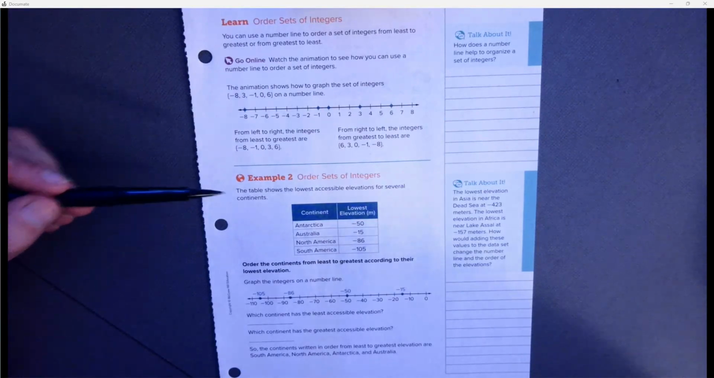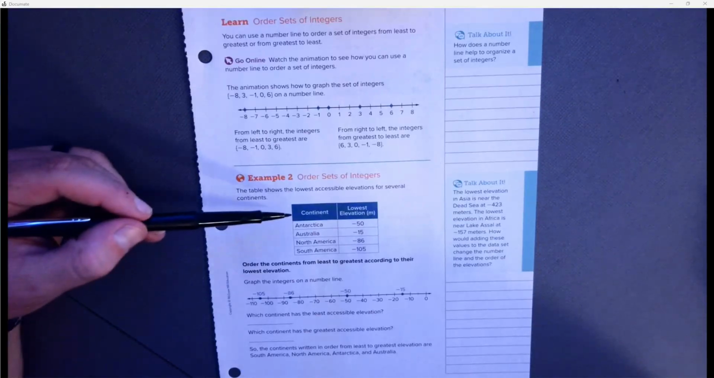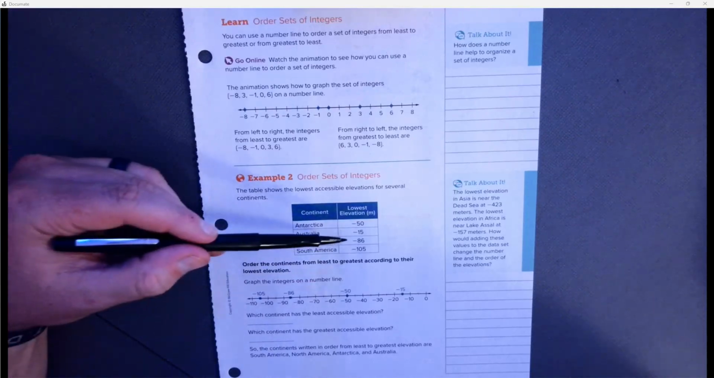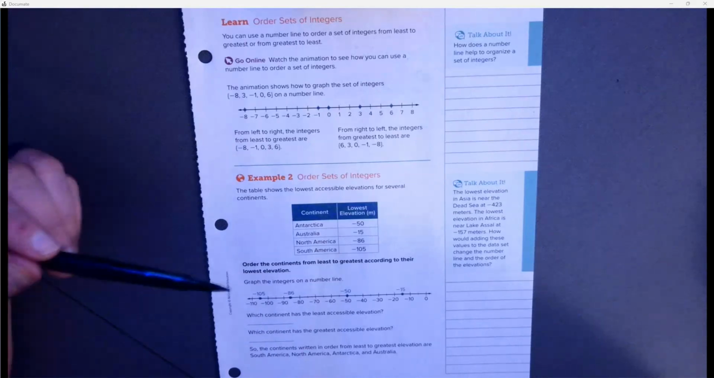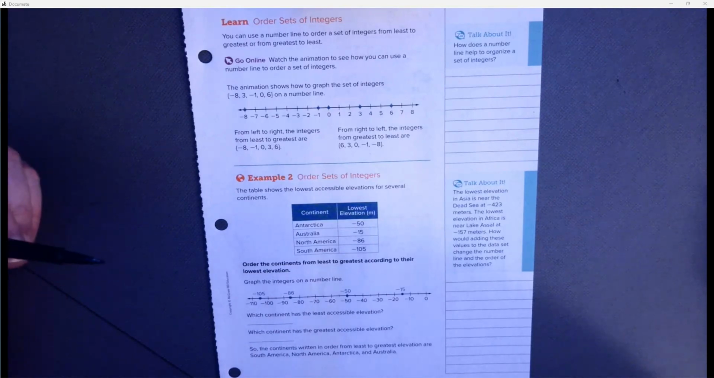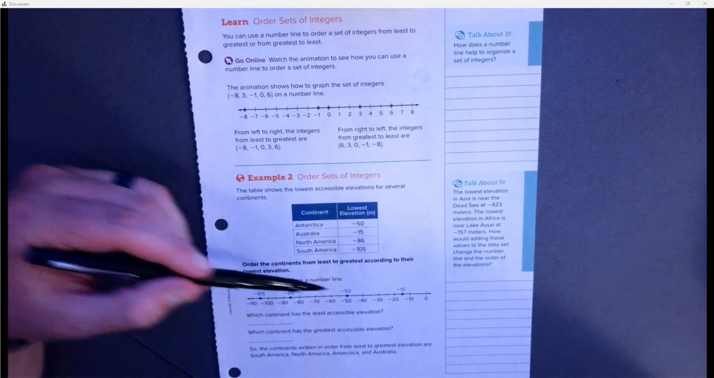Now example 2, order sets of integers. The table shows the lowest accessible elevations for several continents. We have Antarctica at negative 50, Australia at negative 15, North America negative 86, and South America at negative 105. These are all their elevations in meters. So we're going to order the continents from least to greatest according to their lowest elevation. First thing we're going to do is graph them on the number line. We got negative 105, negative 86, negative 50, and negative 15.